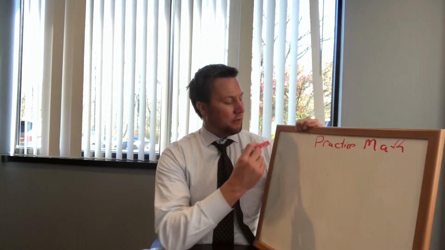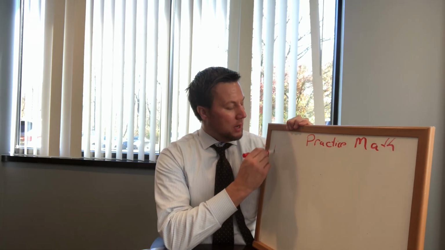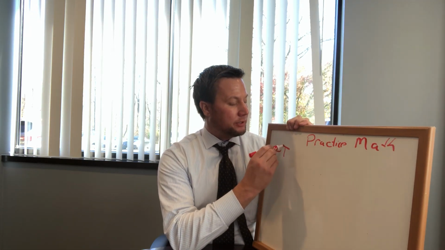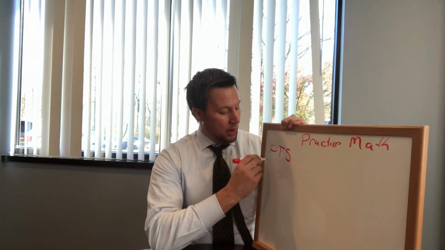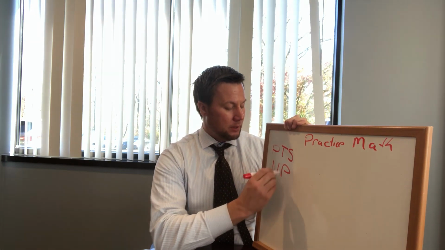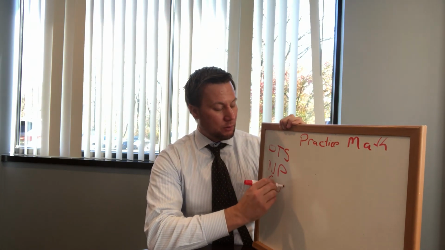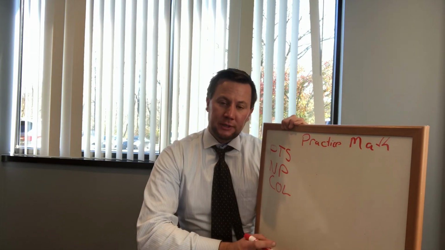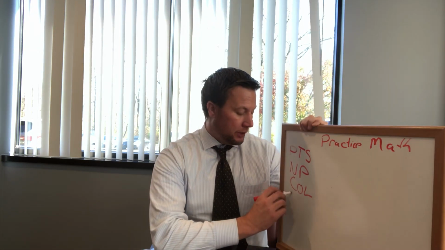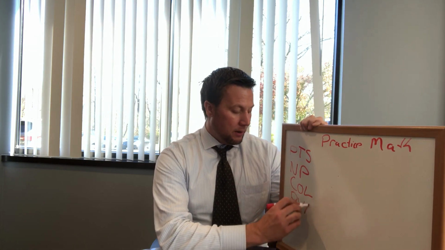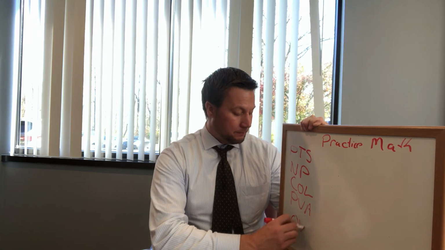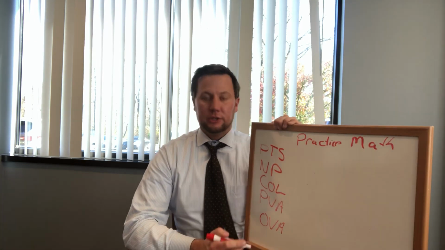So we're going to talk a little bit about practice math. The first thing is just to know our stats. Key stats for chiropractic patients are patient visits, new patients, collections, right? Those are the ones we know about. Two of the biggest ones that docs don't know off the top of their head that they should are their PVA and their OVA. We're going to go over that a little bit more.